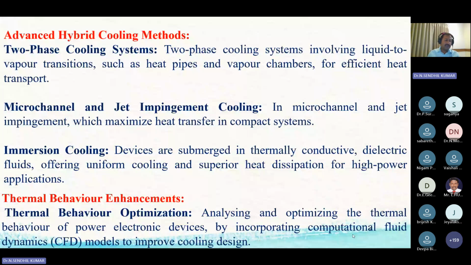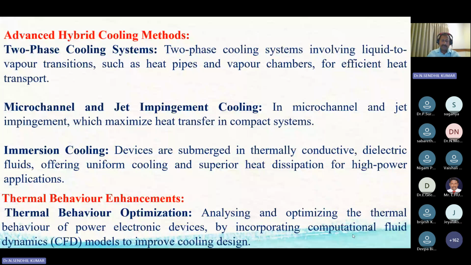And the last one is thermal behavior enhancement. The heat sources, if you see an integrated circuit board, have one chip here and another chip there. The heat sources are not random, they are distributed. Accordingly we have to simulate that environment, that is, create a computational fluid dynamics model, and then create an effective, optimized cooling design. We have to control the thermal behavior. That is called thermal behavior enhancement. These are some of the heat dissipation techniques available.